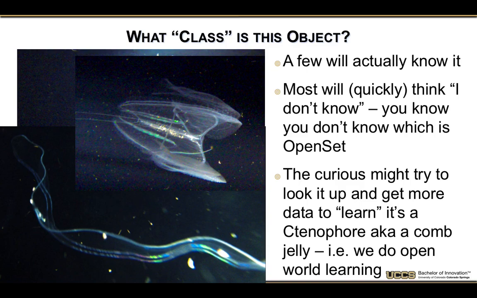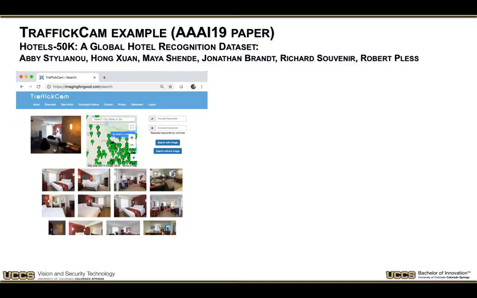The curious among you might actually go a little bit farther, go look it up, find some other images to learn that it's a centaur or called a cone jelly. And that's open world learning. Recognize you don't know it, go get more data, get some labels, learn it. That's what we as humans do as intelligent beings.